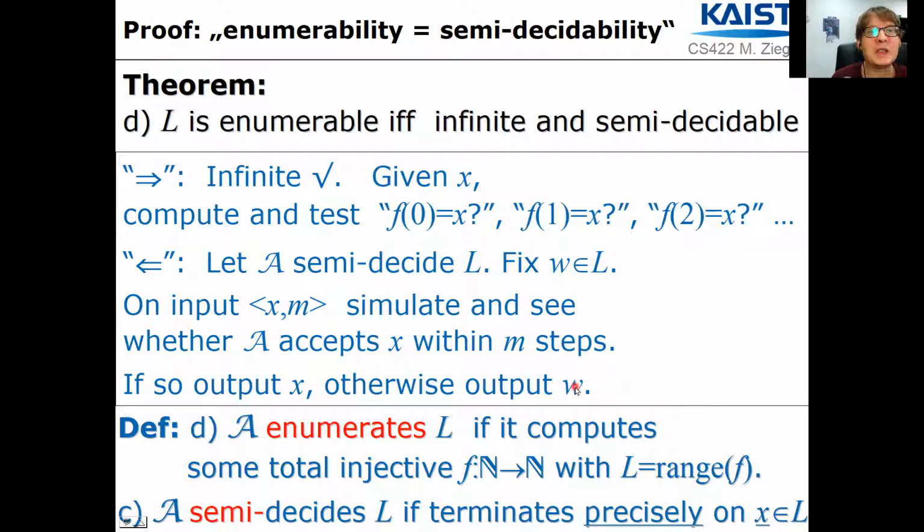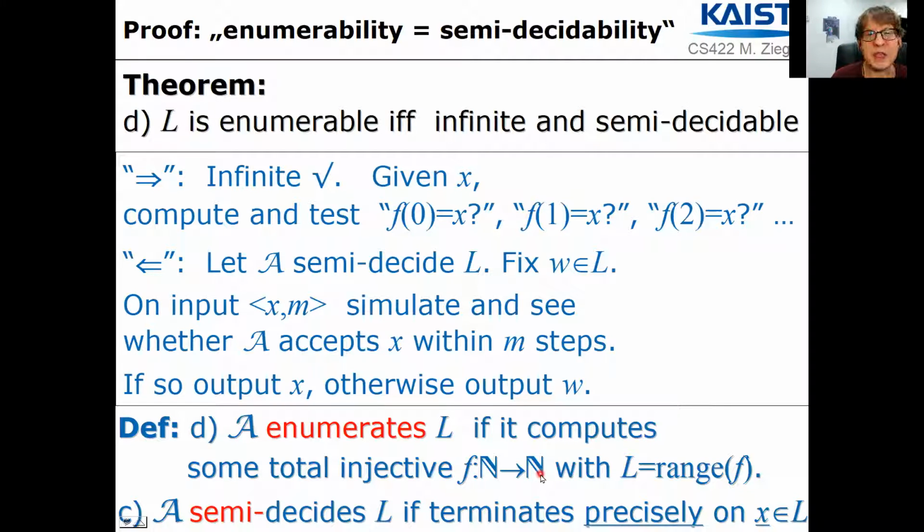Observe that in both cases, our new algorithm will output. So indeed, it will always terminate and always output something on any possible input. So the algorithm we just described indeed computes a total function from natural numbers to natural numbers. That's the first important property.